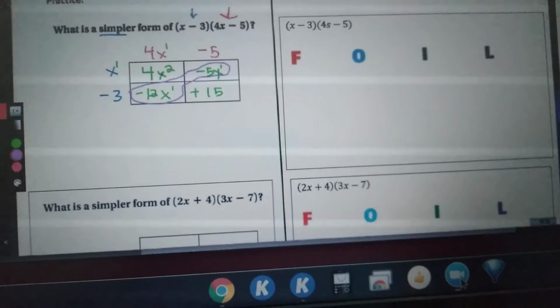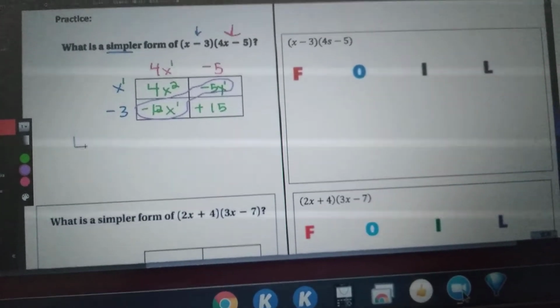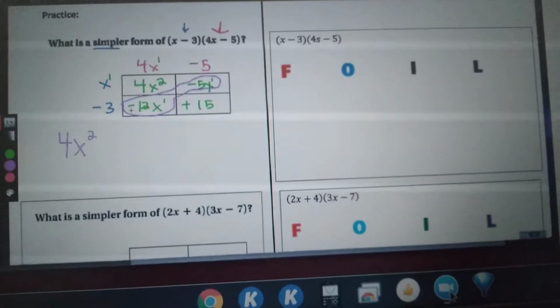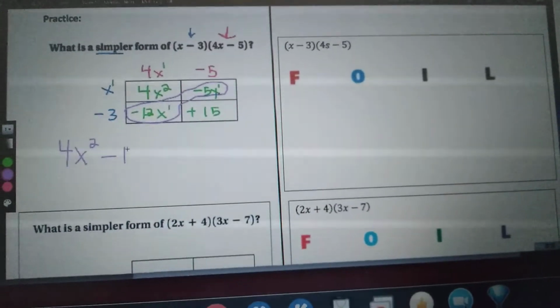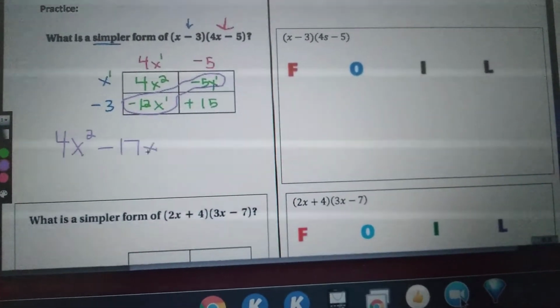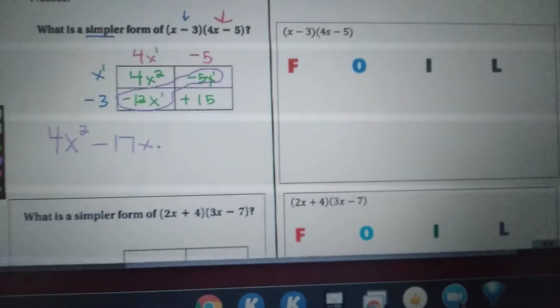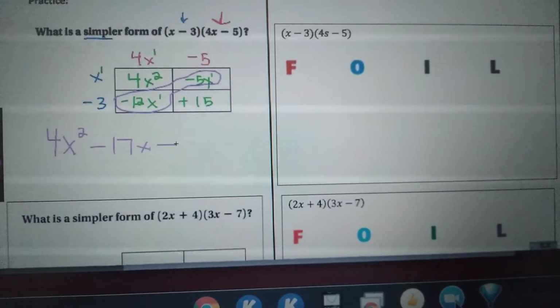Good. Final answer. You write the first box. It's going to be 4x squared. And then I'm going to say negative 12 plus a negative 5 is negative 17. And then it's x to the first. But we're big boys and girls, so I'm not going to write the 1 as my final answer. And then the final box plus 15.